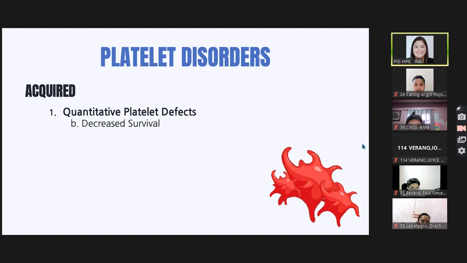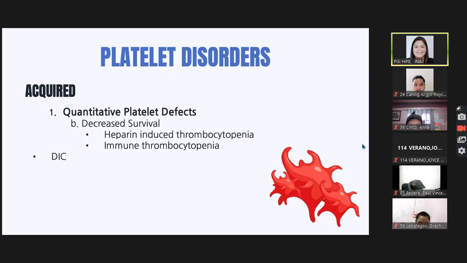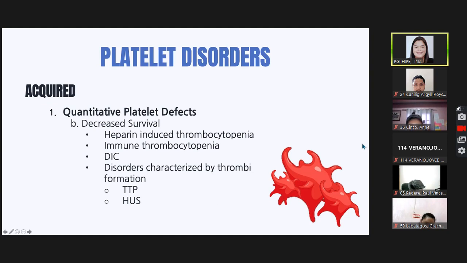Next is quantitative platelet defects secondary to decreased survival. So these are the conditions. You have your heparin-induced thrombocytopenia, ITP, DIC, or disseminated intravascular coagulation. Disorders characterized by thrombi formation such as your TTP and HUS.